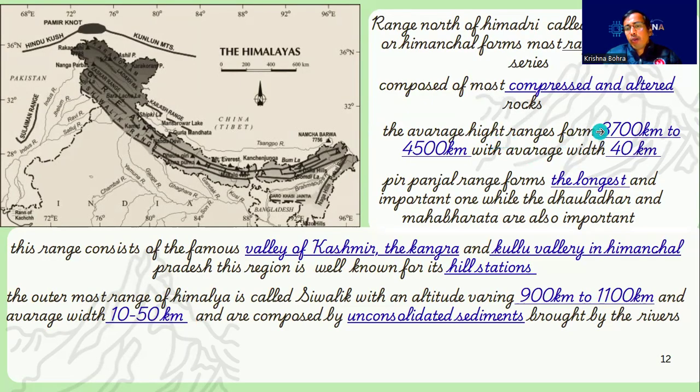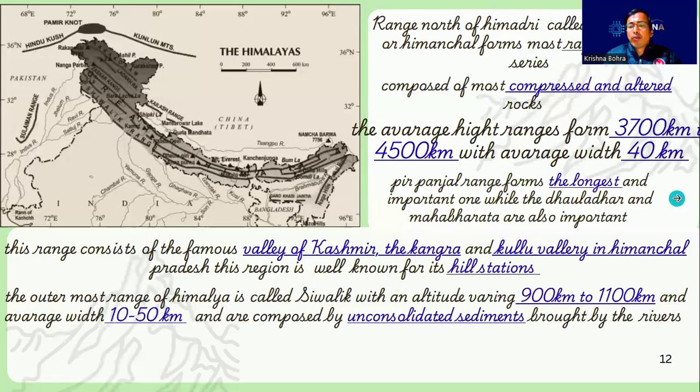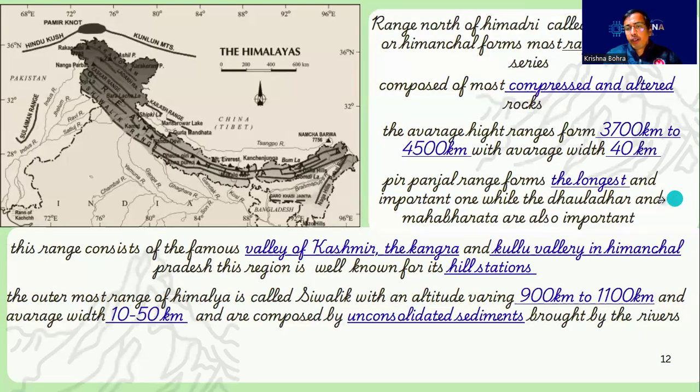So average height over here is 3,700 to 4,500 kilometers. So you can consider 4,000 as an average height, whereas the average height of the Greater Himalaya is 6,000, and the particular peak is Mount Everest, which is 8,848, I think. Purvanchal Range also forms the longest range, and it is important also. Some of the important mountain series are Dhauladhar and Mahabharata.